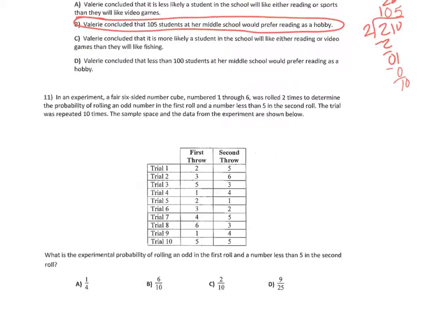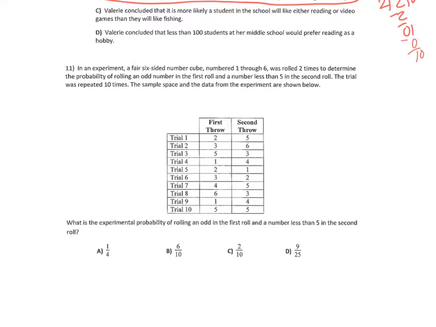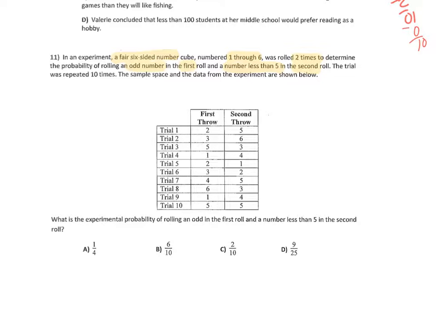Number 11, an experiment. A fair 6-sided number cube, a dice, numbered 1 through 6, was rolled 2 times to determine the probability of rolling an odd number in the first roll and a number less than 5 in the second roll. The trial was repeated 10 times. The sample space and the data from the experiment are shown in the table below.